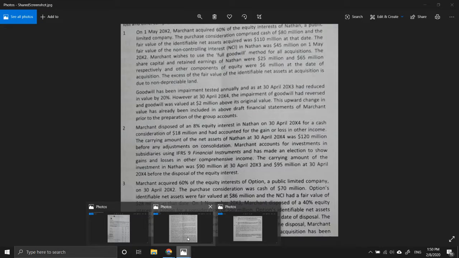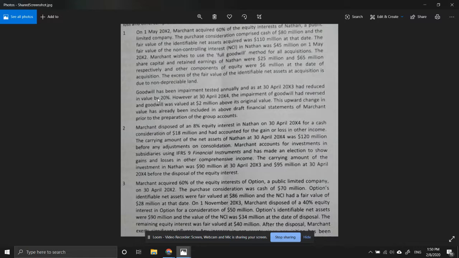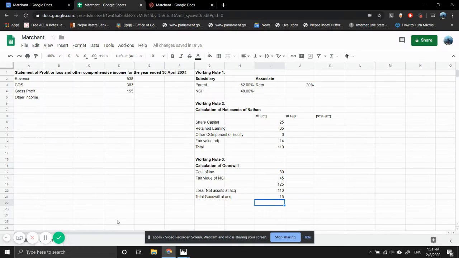Any impairment? Goodwill had been impaired annually, and as at 30th April, so exactly 1 year ago, had been reduced by 20%, right? Impairment. Goodwill 30 April, minus this 12, right? Anything else associated with goodwill?